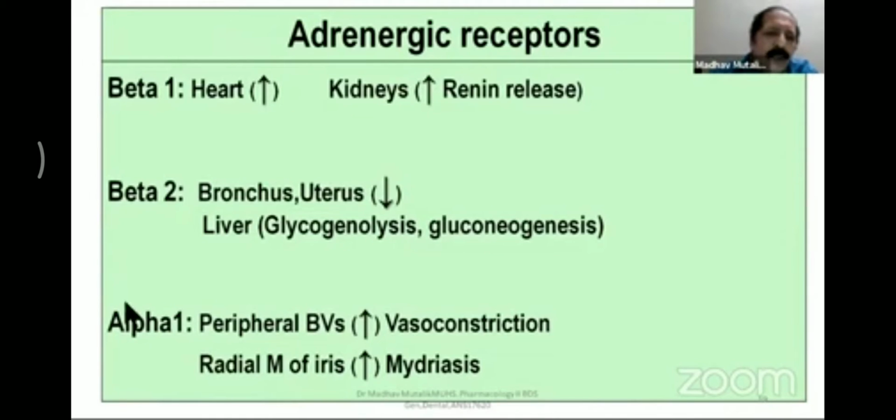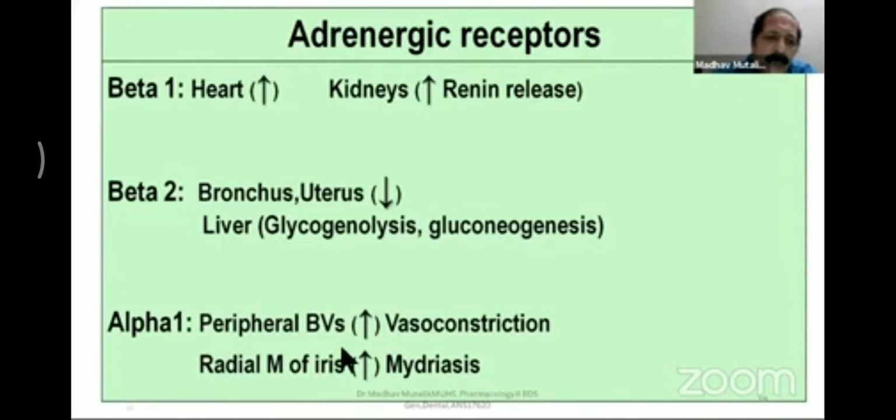And the most important, beta 2 receptor in the liver is responsible for breakdown of glycogen and gluconeogenesis. So this is going to increase the blood glucose level. Alpha 1 receptor, the most important site to remember of alpha 1 receptor is peripheral blood vessels, small blood vessels in the periphery. And this receptor is excitatory, upward arrow. So that's going to lead to vasoconstriction, and this is going to increase the blood pressure.